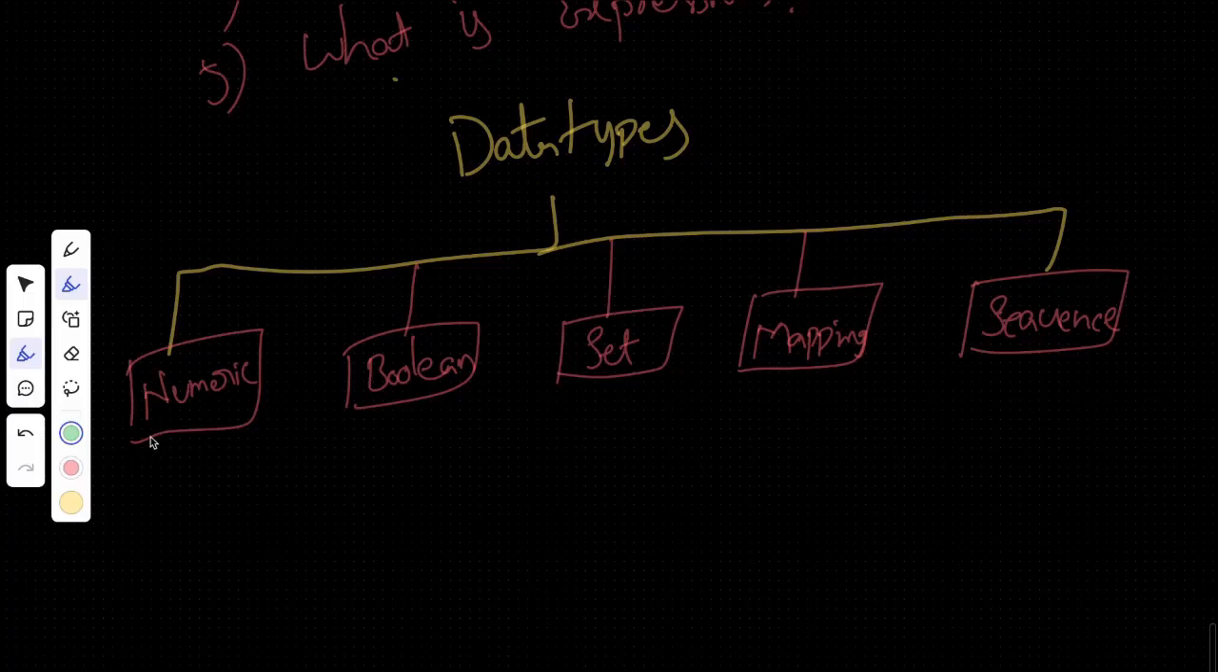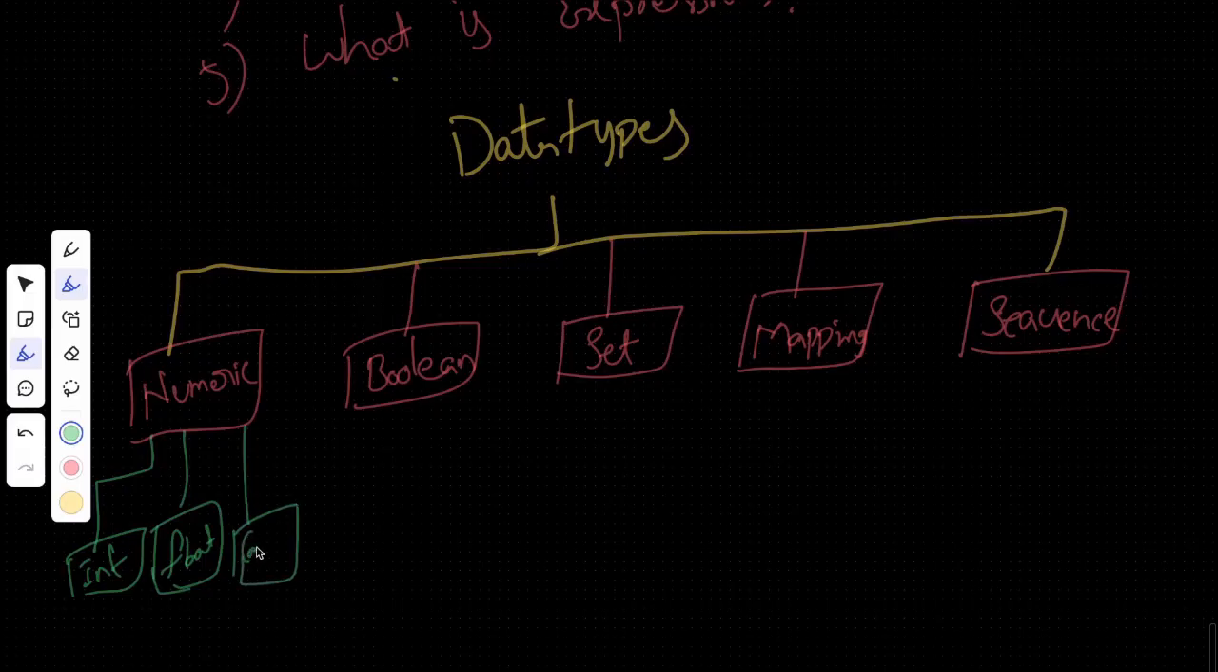I am changing the color for better understanding. Now in numeric type, first is integer, second float, third complex. In Boolean we have Bool type, and in set we have set and frozen set.